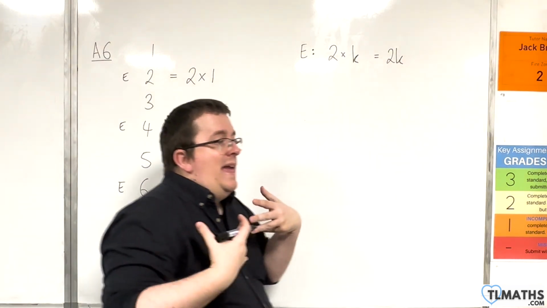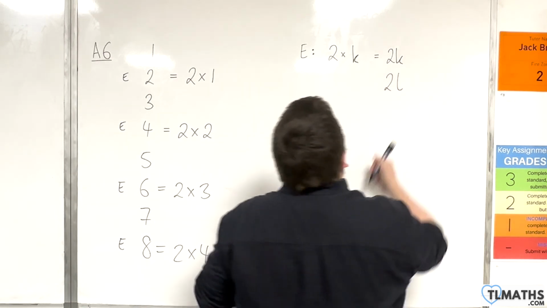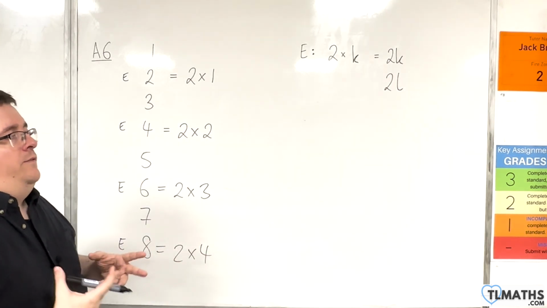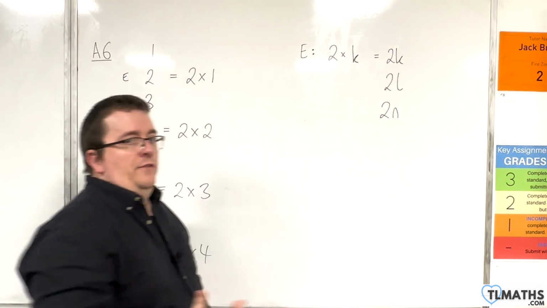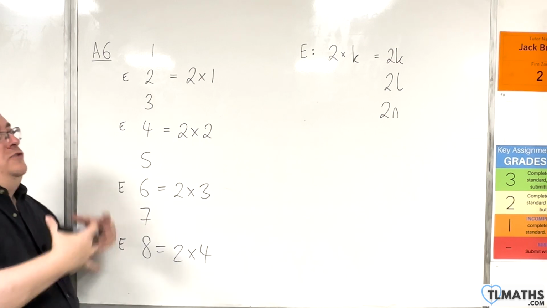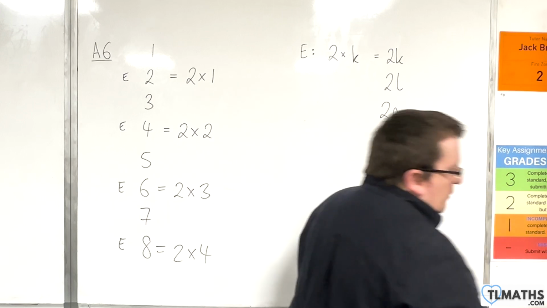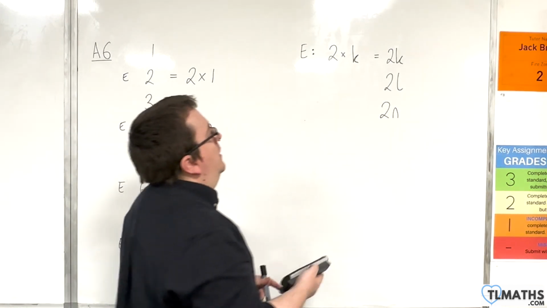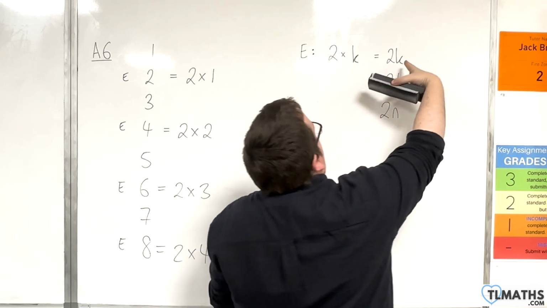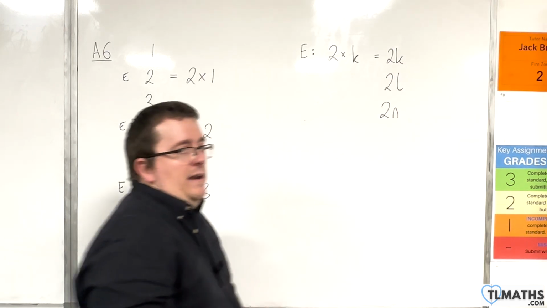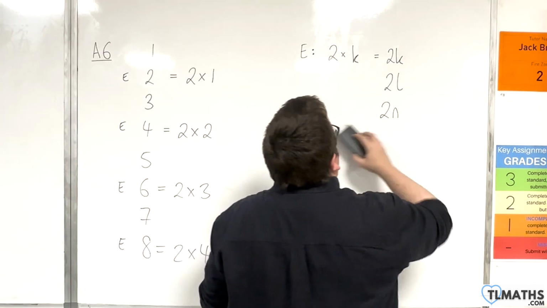Now, if L was an integer, then 2L is even. If you were saying N is an integer, then 2N is even. Okay, so we can write down an expression that represents an even number with whatever letter we like. If we had 3 even numbers and we wanted them all to be different, then 2k, 2l, and 2n fit the bill, okay? Where k, l, and n are integers.